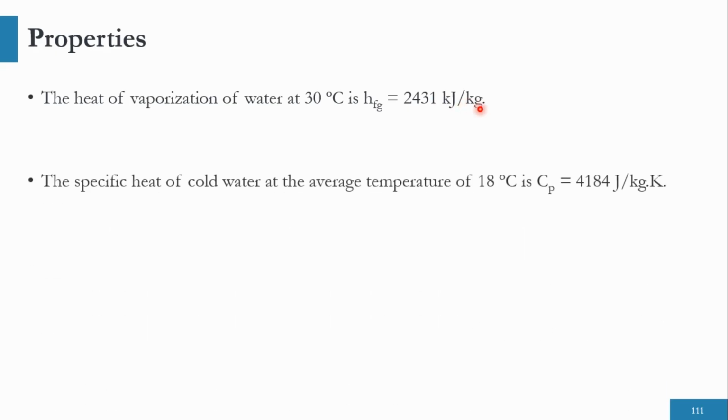Going to the properties part, we will assume that the heat of vaporization of water at 30 degrees centigrade is 2431 kilojoule per kg, and the specific heat of cold water, which is at the average temperature of 18 degrees centigrade. If you see, the inlet temperature of the cooling water is 14, the outlet temperature is 22 degrees centigrade. So the average of it will be 18 degrees centigrade, and the value of Cp is 4184 joule per kg per Kelvin, or we usually pronounce it as 4.18 kilojoule per kg Kelvin.